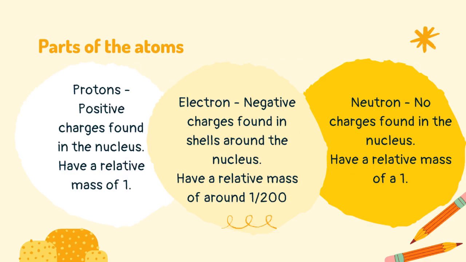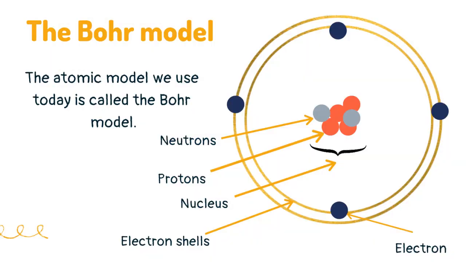The three parts of the atom are protons. These positive charges have a relative mass of 1 and are found in the nucleus. Electrons are negative charges and these are found in shells around the nucleus. They have very little mass. Neutrons have no charge, they have a relative mass of 1 and they are found in the nucleus. The Bohr model is the atomic model that we use today.